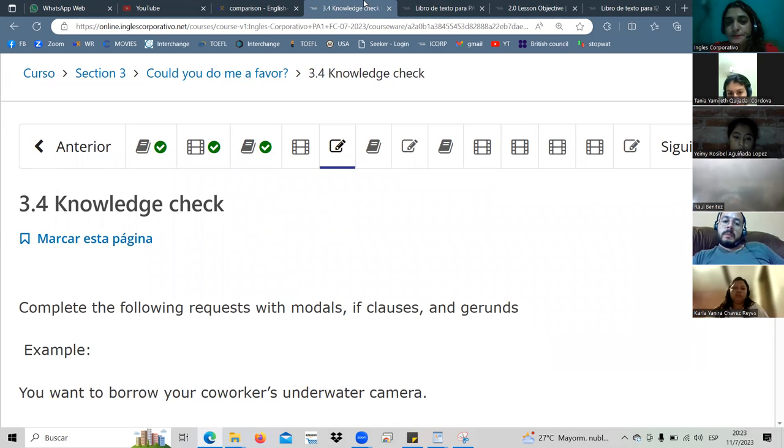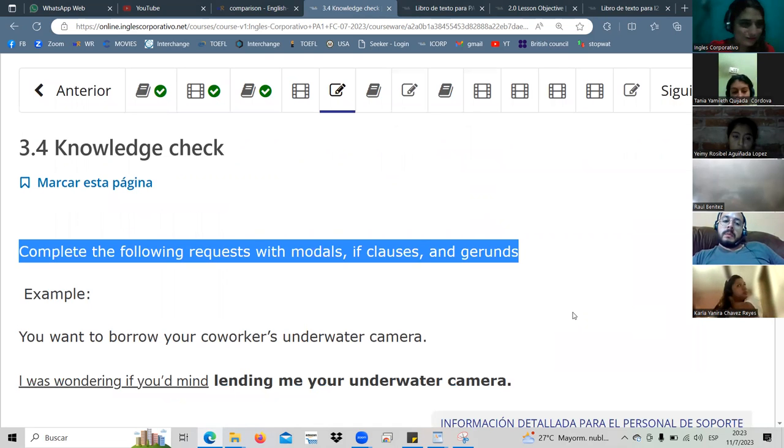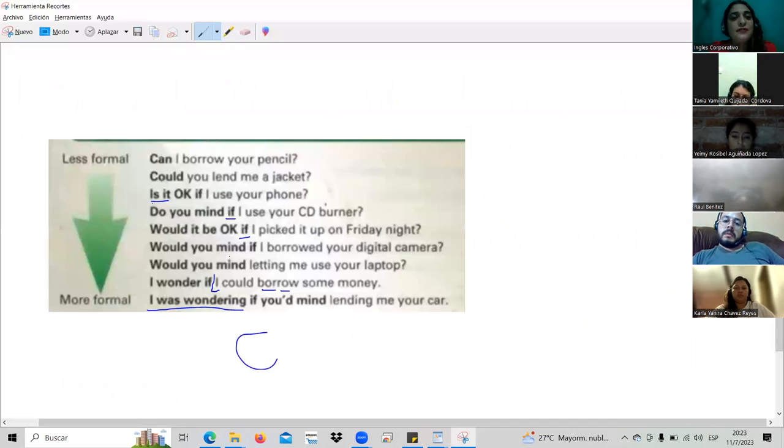Help me read the instructions, please. Okay. Complete the following requests with modals, if clauses and gerunds. Okay. Remember, if I say, would you mind, I will show you again this image, all right? After you say mind, we use the ing, so that is why we use the gerund, as I mentioned before. All right, I wonder if, can you, could you.